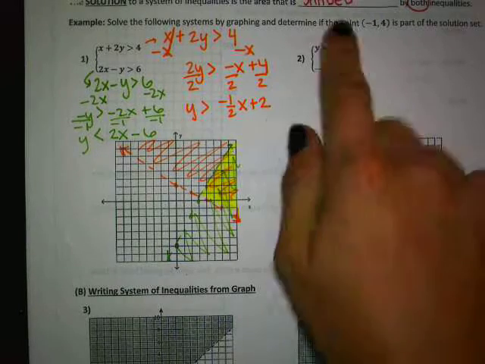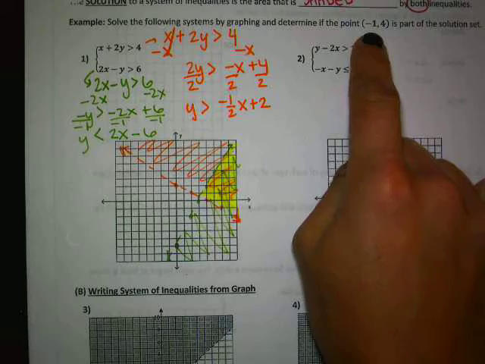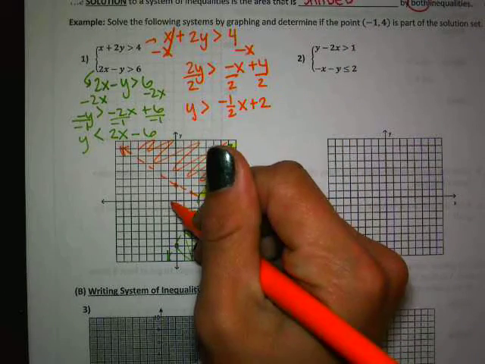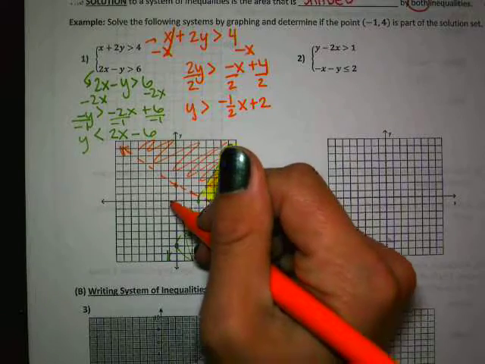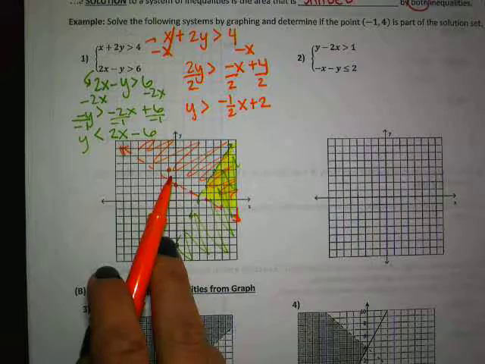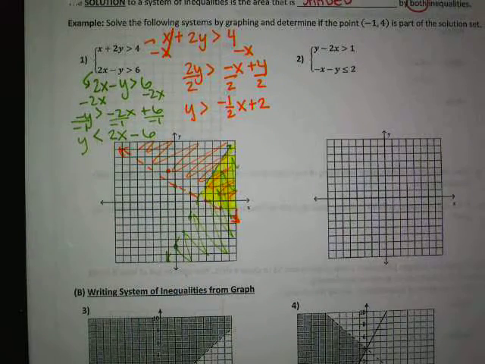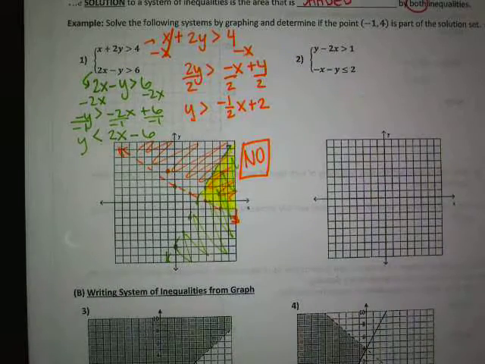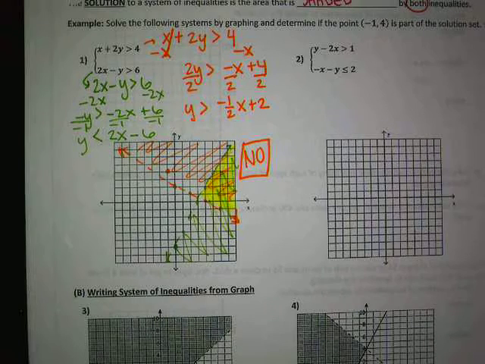Is negative 1, 4 a solution? We just have to show it in the graph. Negative 1, 4 is right here. Is that in the highlighted area? It has to be in the highlight. Yeah, it has to be where they're both overlapping. So no, it's not a solution.